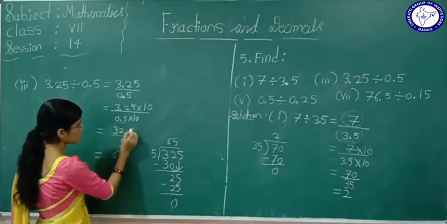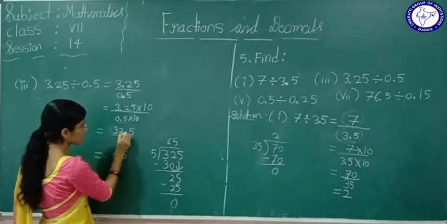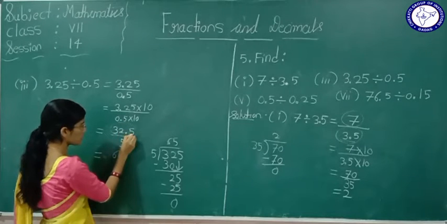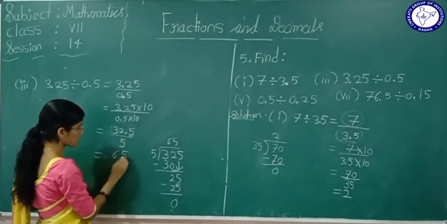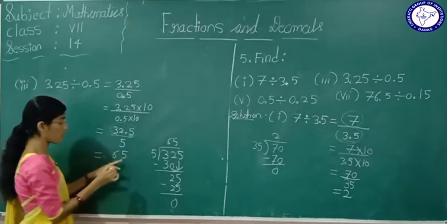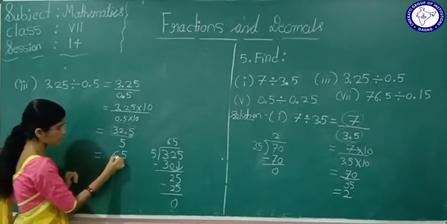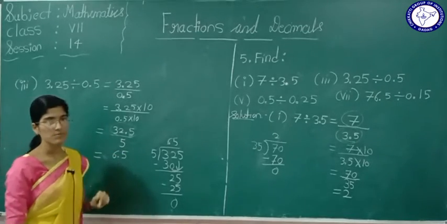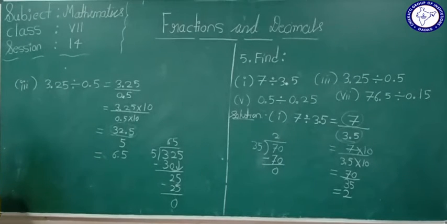Now how to put the decimal point here? In this decimal number, after the decimal point, how many digits are there? 1. From the backside, after one place you put the decimal point, and it becomes 6.5. Okay, so now we'll go for the fifth one.